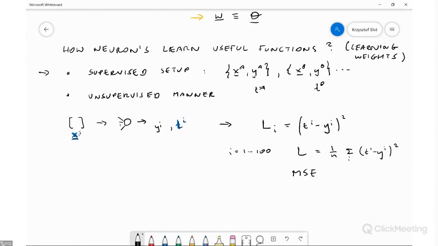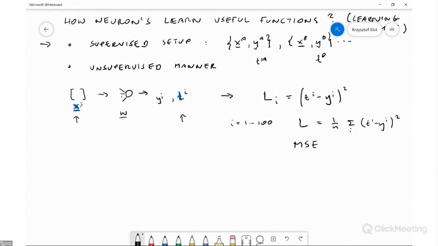So what I have are examples and a parametric algorithm, or parametric transformation. My examples are input vectors and labels. The parameters that I have are a weight vector, and I have a transformation from x to y, and I would like this transformation to be as close to the desired one as possible. So this loss evaluates how good this transformation is.